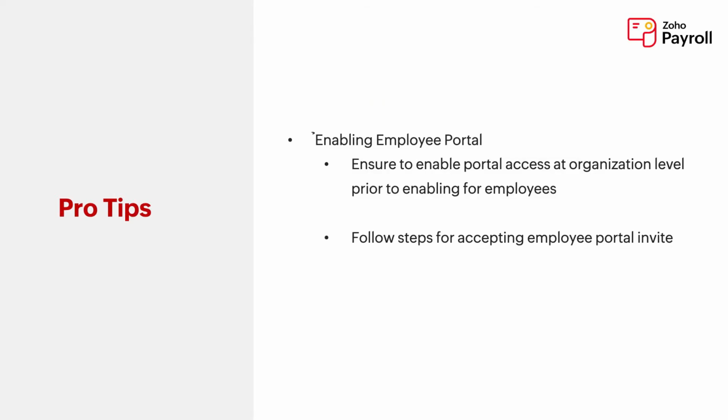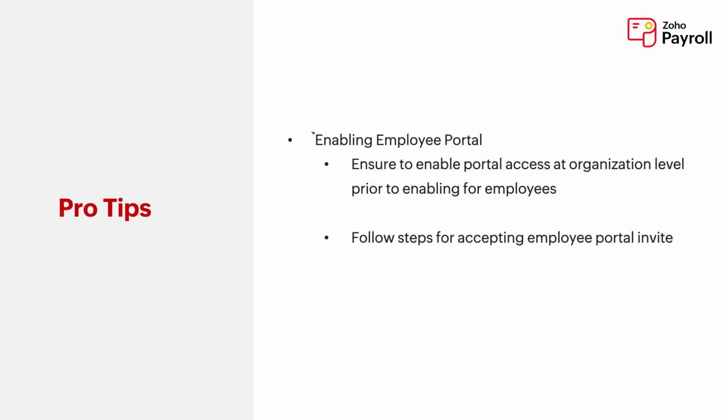Another pro tip is enabling employee self-service portal access at an organization level before enabling it at an employee level. So basically, let's say you are going to enable employee self-service portal access for one of your employees. You will have to make sure that the organization level setting is enabled before you're doing it at an employee level. If you don't follow this order, even though the employee might receive the invite, they will not be able to access the self-service portal.